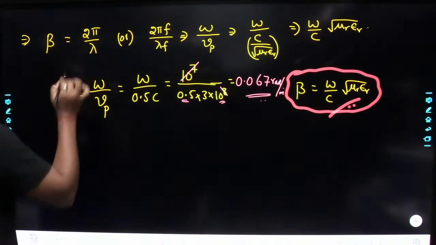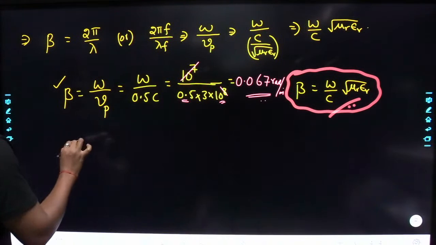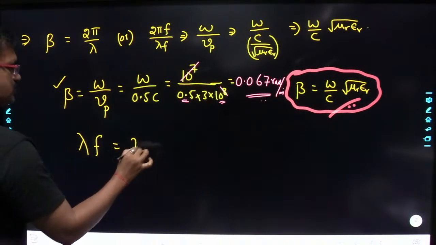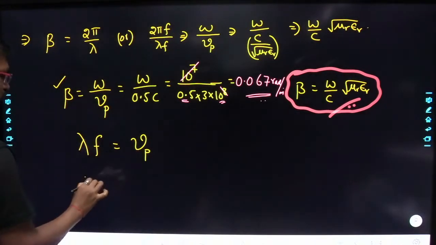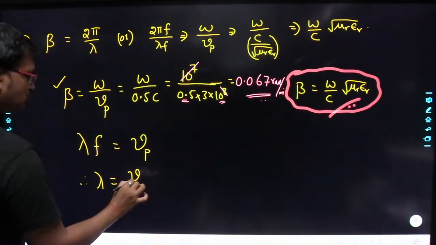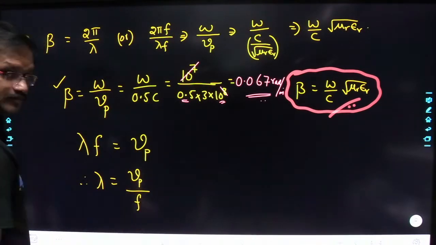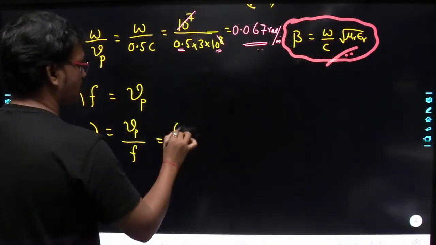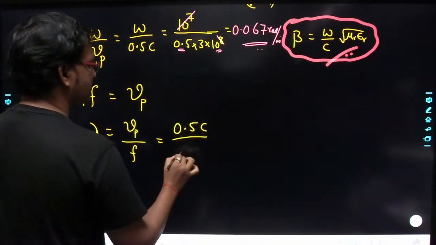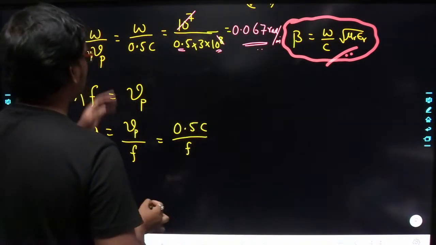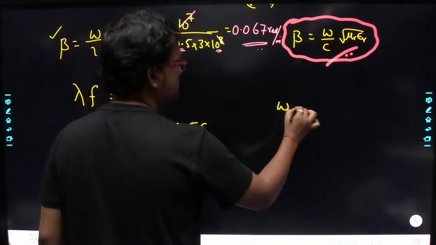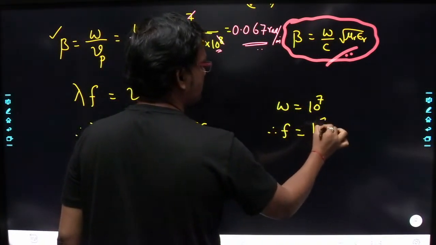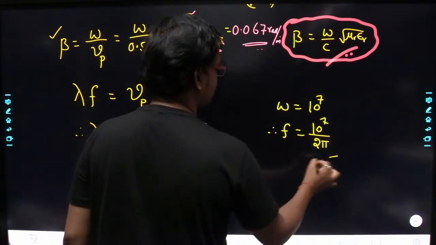Okay, so we have determined beta also. Then they have asked lambda. So we know that lambda into f is equal to phase velocity. Therefore lambda is equal to phase velocity divided by frequency. Phase velocity is nothing but 0.5 times c, divided by frequency. So what is frequency here? Omega is 10 to the power of 7. Therefore frequency is equal to 10 to the power of 7 divided by 2 pi.